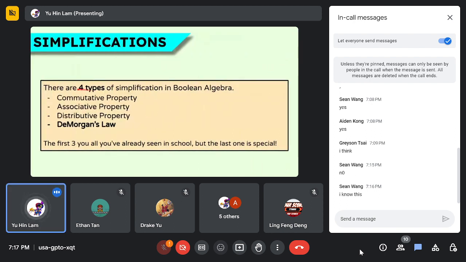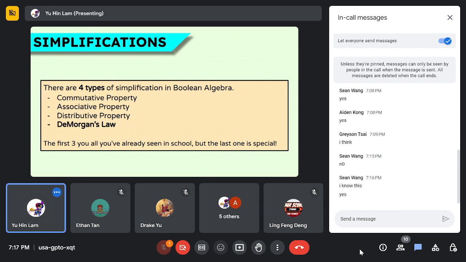Yeah. So basically, as I was saying, we have four types of simplifications or properties. So our top three, I'm not sure if you guys have seen it in school yet. Have you guys seen these top three at least, or remember it? It's okay if you guys don't, because I'll be going over them. The more special one would be our fourth type, which is De Morgan's law, which I'll also be explaining.